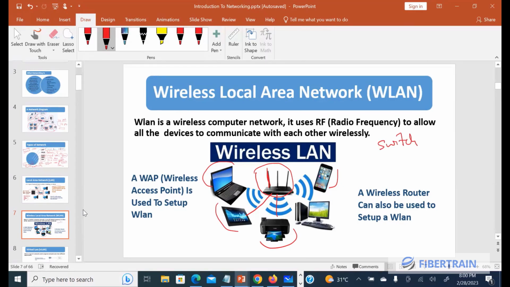So when we're setting up a LAN, we get a switch. When we're setting up a wireless network, we get either a WAP, a wireless access point, or a wireless router. Any of these two can be used to set up a wireless network.